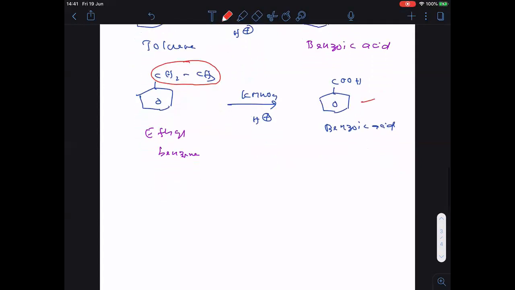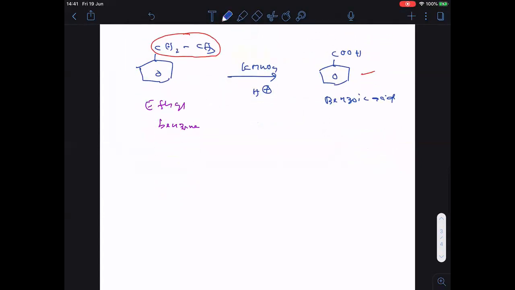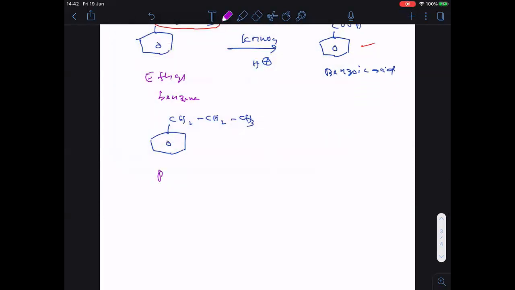Clear? So to support this statement, let me take one more example now. For example, let me take CH2CH2CH3 on the benzene ring. So what is the name of this compound? This compound is said to be propyl benzene. Propyl benzene will undergo oxidation with KMnO4.